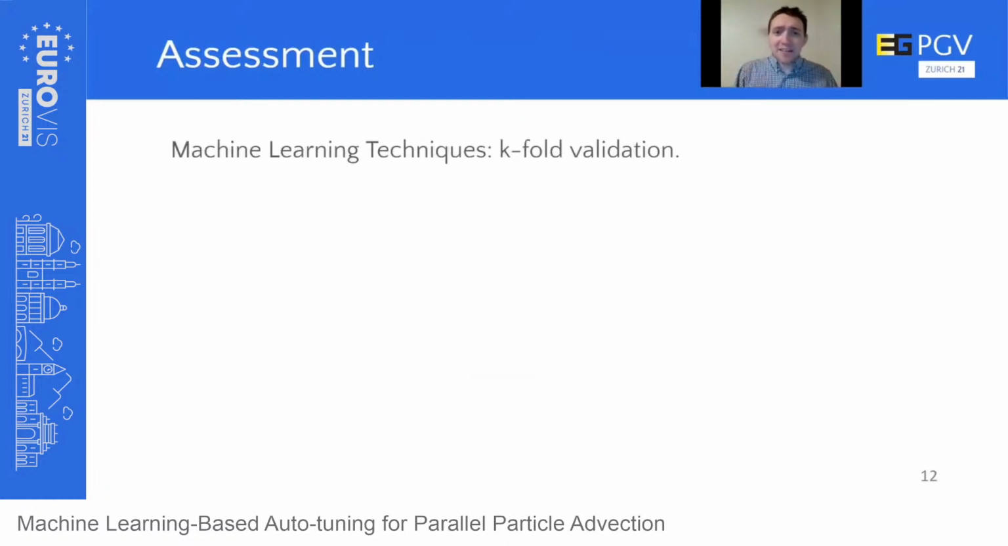So for the machine learning techniques, we went with k-fold validation, and in particular it was 10-fold validation. We partitioned our training data into 10 different random partitions. We trained on 90% of the data, and then tested on 10% of the data, and then iterated through that 10 times over, and then aggregated our results.